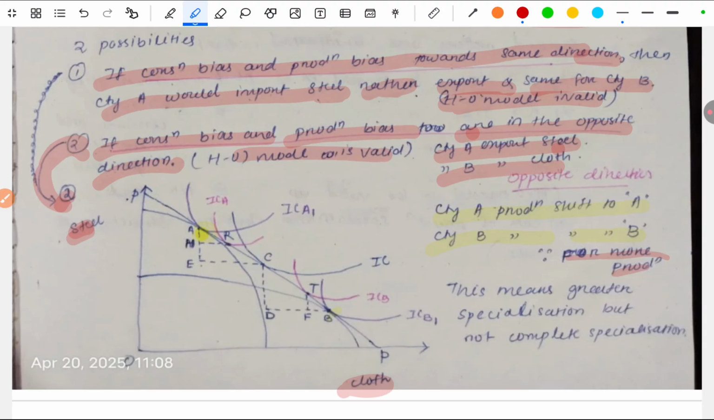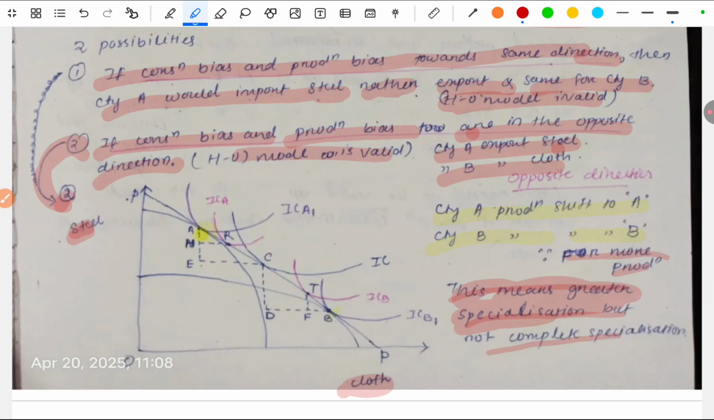More production means greater specialization but not complete specialization. There is one more assumption that in the HO model there is greater specialization, not complete specialization. Greater specialization means a country can produce more and more, not completely. It can also produce labor intensive goods but in very small amounts. This is called greater specialization, not complete specialization.